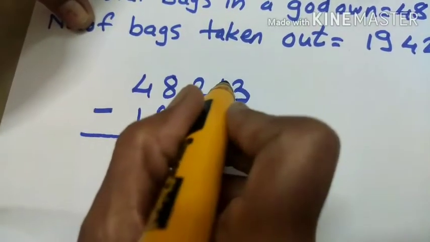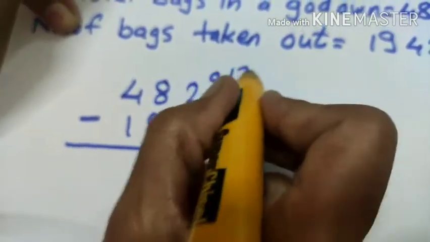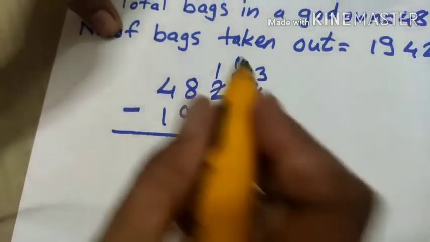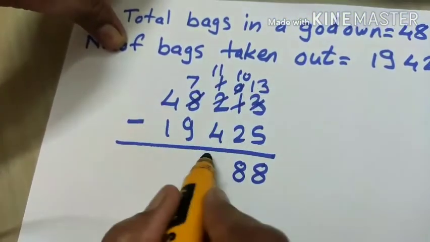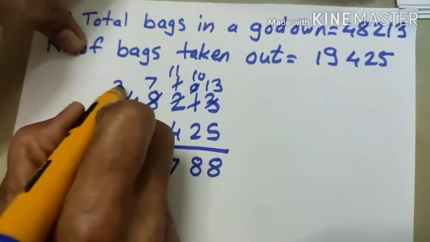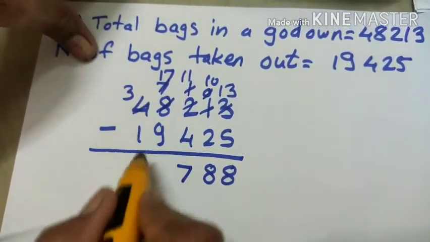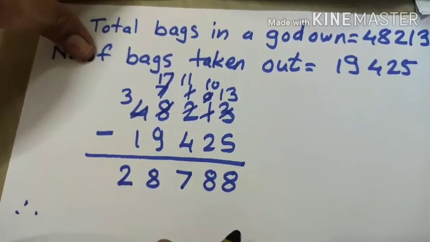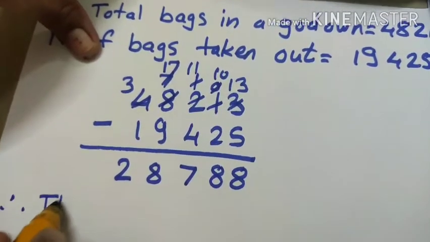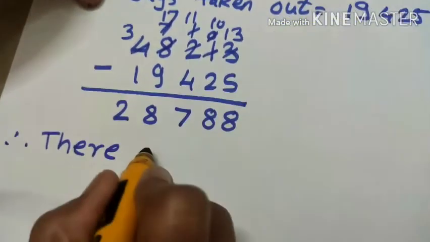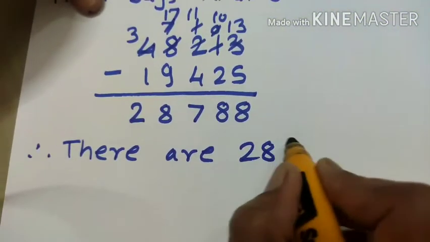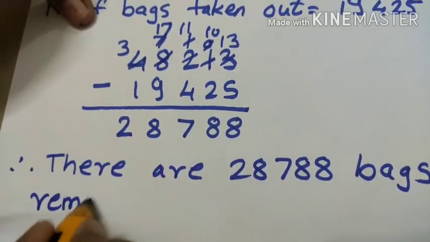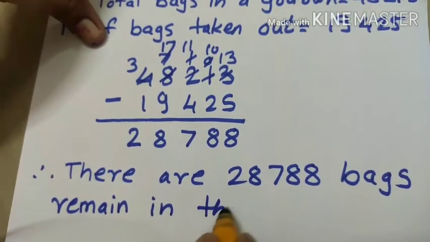3 minus 5 cannot do. Borrow number from 1, 0. 13 minus 5 is 8. Here also borrow. 10 minus 2 is 8, 7, 11, 11 minus 4 is 7, again borrow number, that is 17, 17 minus 9, 8, 3 minus 1, 2. So write the statement, how many bags remain there in the godown? So there are 28,788 bags remain in the godown.